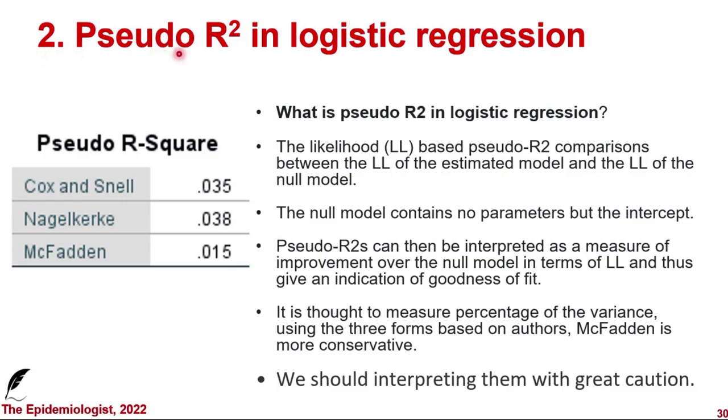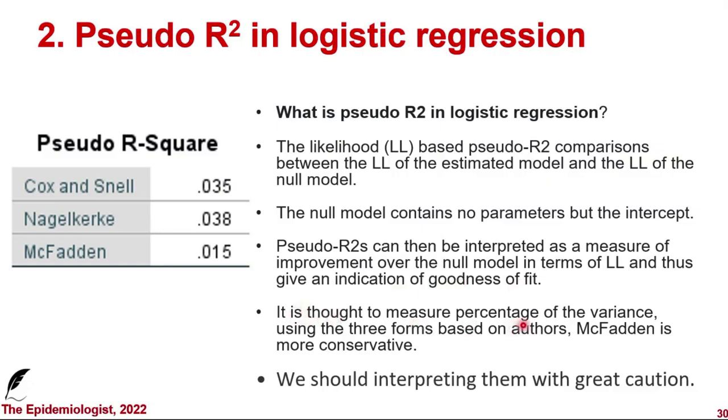The second is interpreting the pseudo R-square. What is pseudo R-square in logistic regression? It is based on the likelihood, comparing the likelihood of the estimated model and the likelihood of the null model. The null model contains no parameters but the intercept. Pseudo R-square can then be interpreted as a measure of improvement over the null model in terms of likelihood, thus indicating goodness of fit.